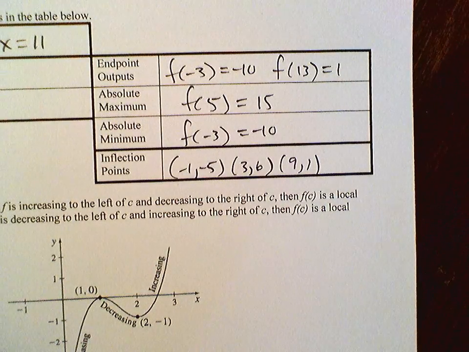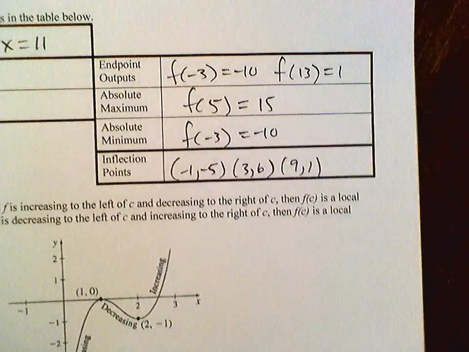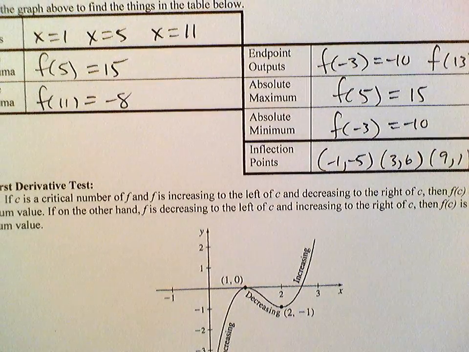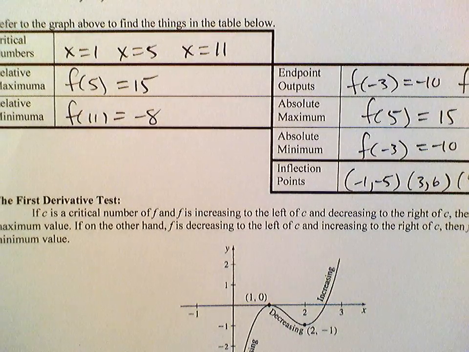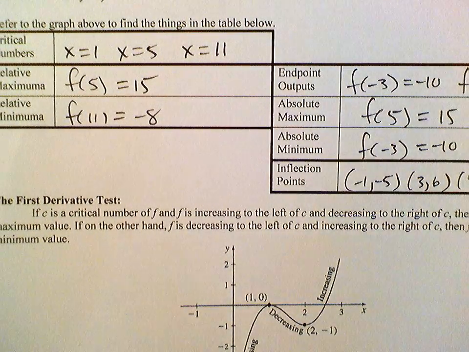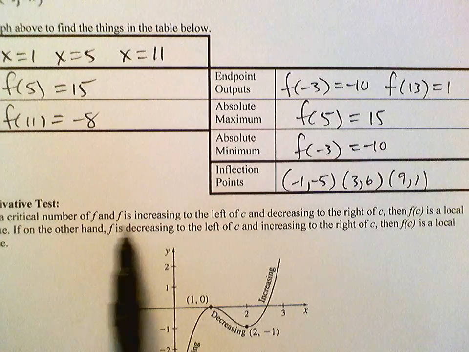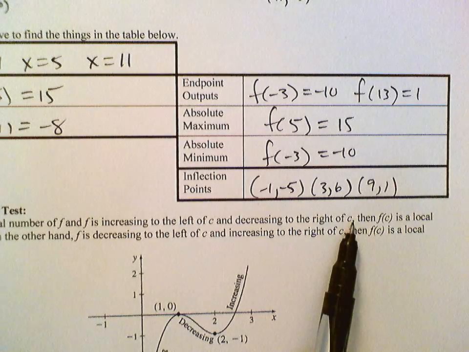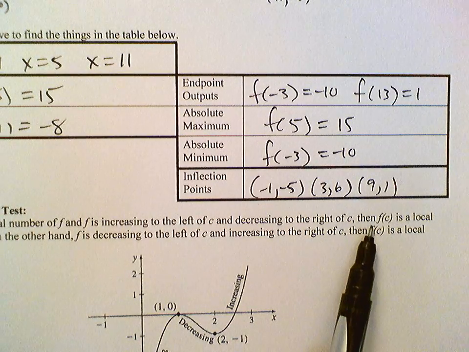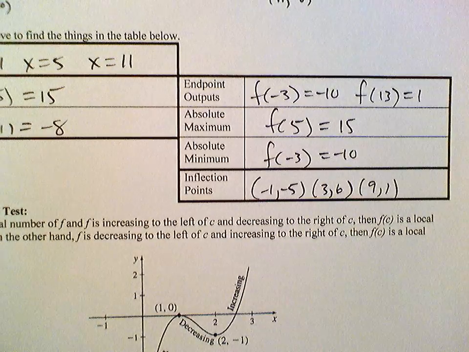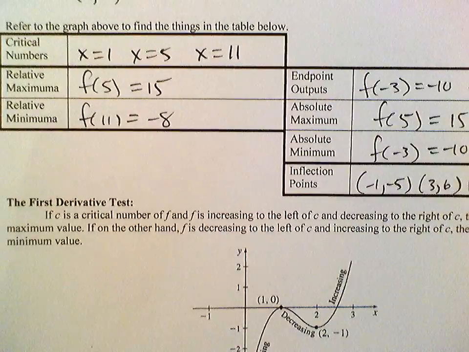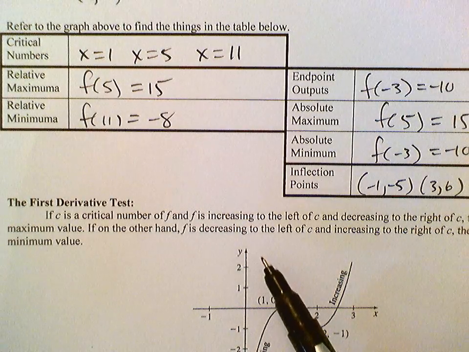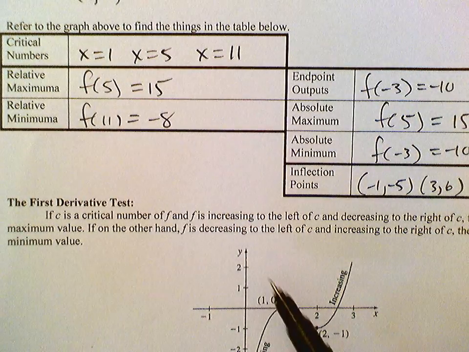Okay, so that was just a little exercise, but this is what we're really studying today, and it's something called the first derivative test. If c is a critical number of f, and f is increasing to the left of c and decreasing to the right of c, so try to imagine that, then f of c is a local maximum value. Okay, so if you're increasing to the left, decreasing to the right, you'd hit a maximum.